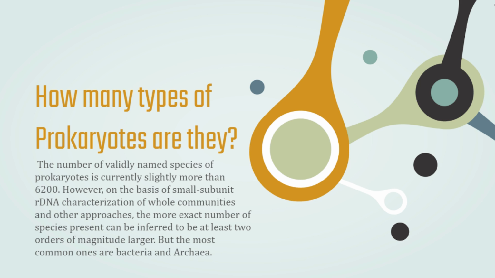How many types of prokaryotes are there? The number of validly named species of prokaryotes is currently slightly more than 6,200. However, on the basis of small subunit DNA characterization of whole communities and other approaches, the more exact number of species present can be inferred to be at least 2 orders of magnitude larger. But the most common ones are bacteria and archaea.